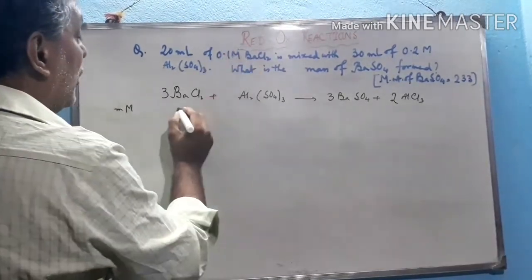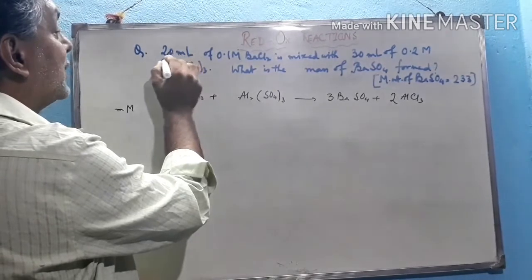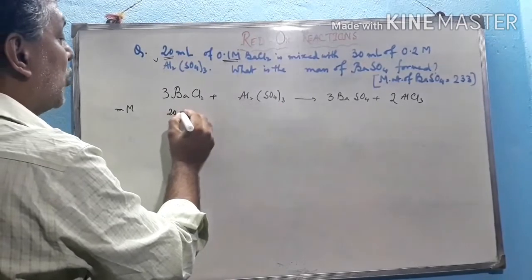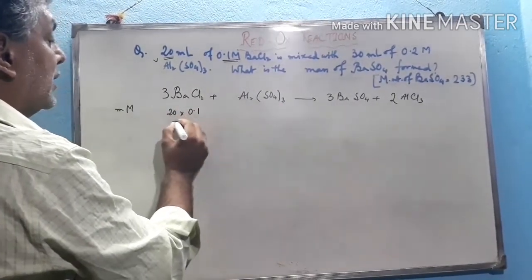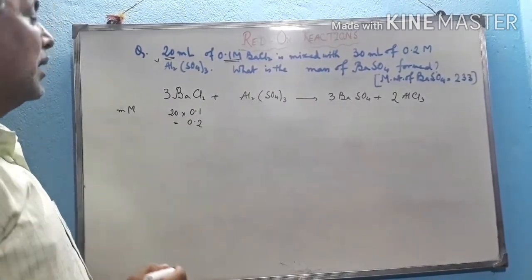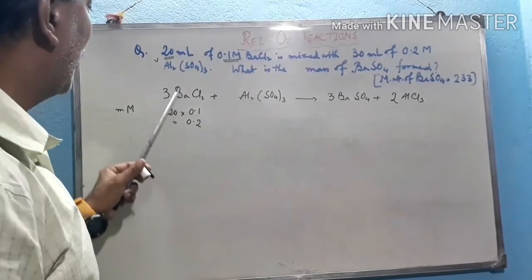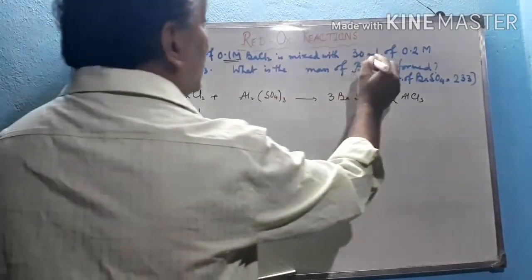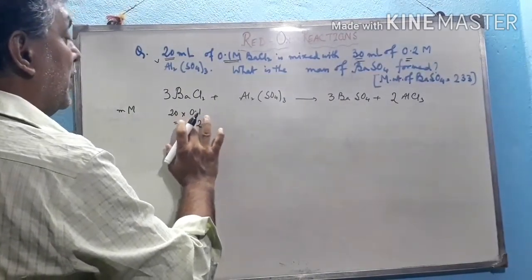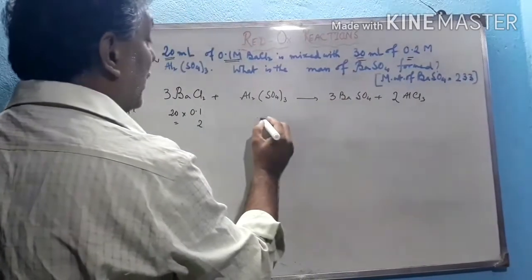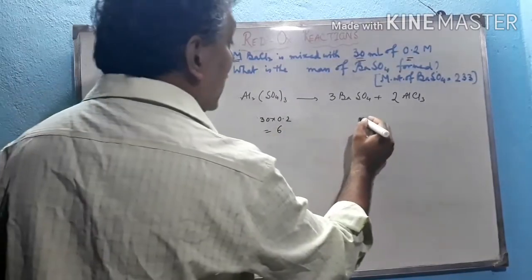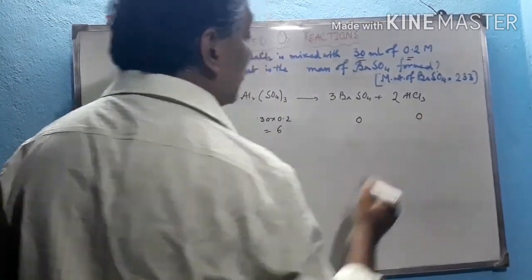Here, for millimole, this is the volume V1 and this is the molarity, so you have to multiply these two: 20 into 0.1. This is the millimole of the substance. 20 into 0.1, that means 2 millimole of barium chloride is taken. 30 into 0.2, that means 6 millimole. And initially no barium sulfate and no aluminum chloride is formed.